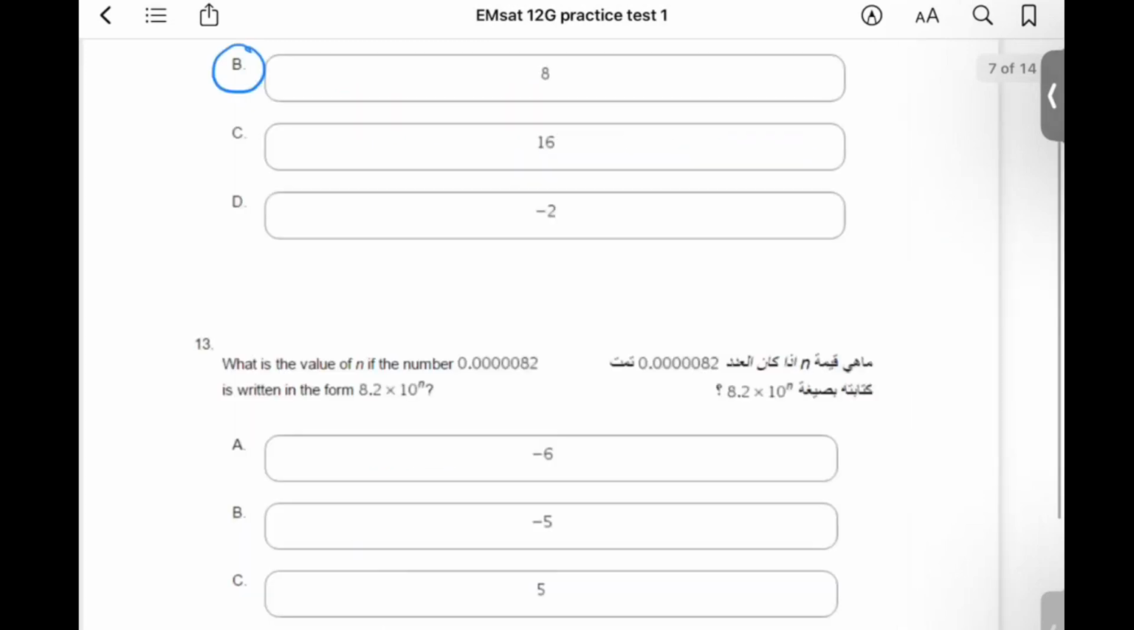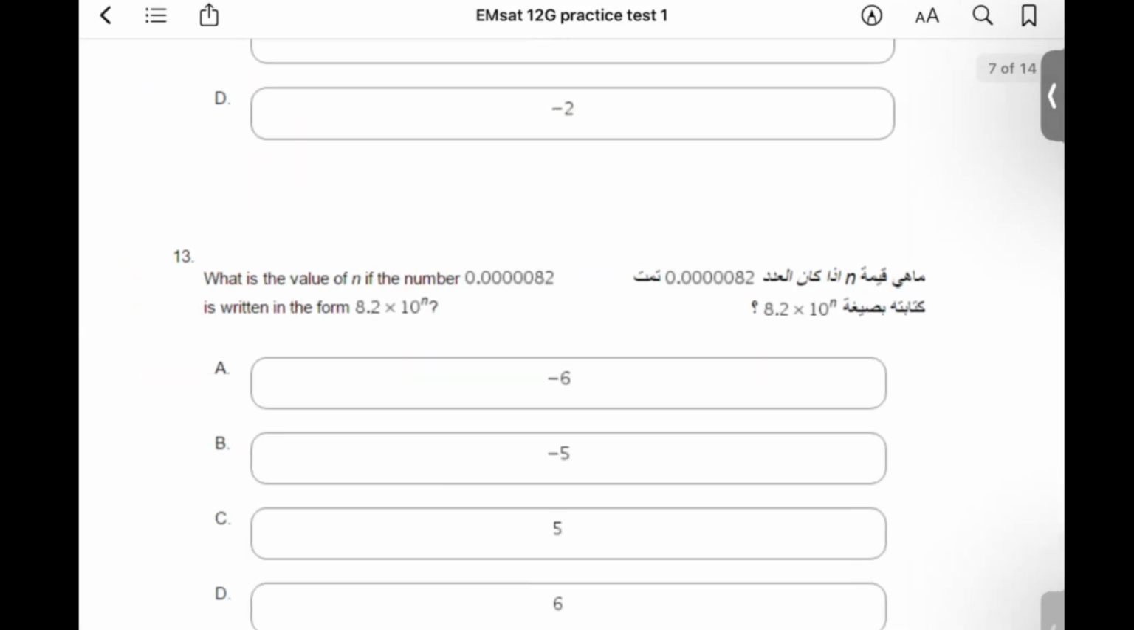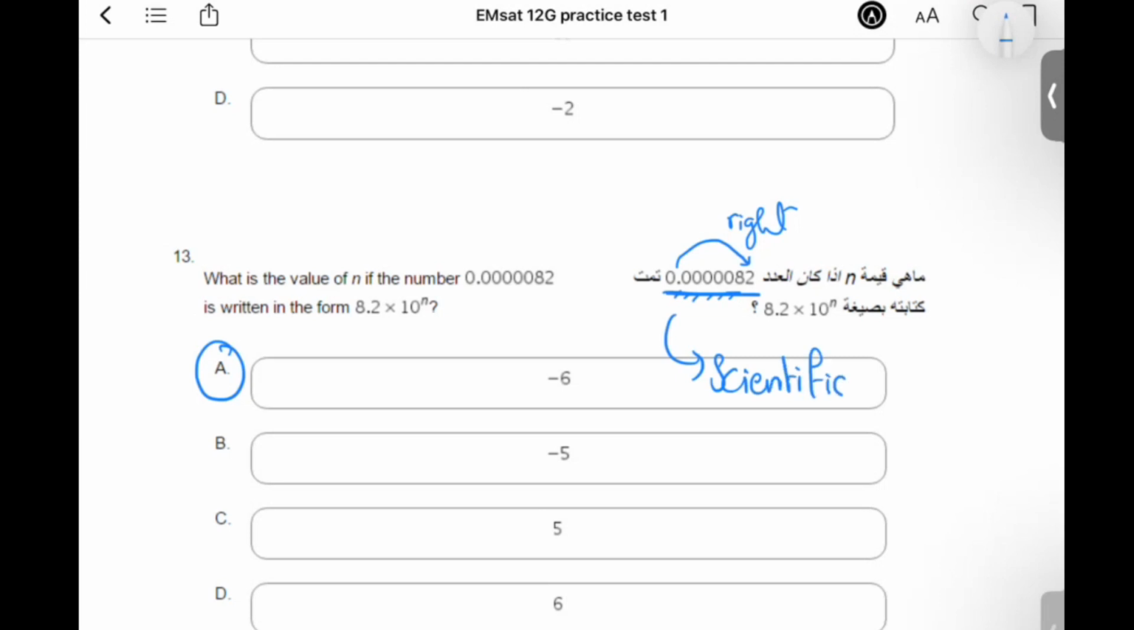Now we go to question 13, and he is using scientific notation. In this case, you will move the decimal here; if you count 1, 2, 3, 4, 5, 6, but because you move from left to right, the answer should be A. Or you can use a calculator. You can insert this one and change it into scientific mode, and it will give you the expression. Then you can copy the value of M.